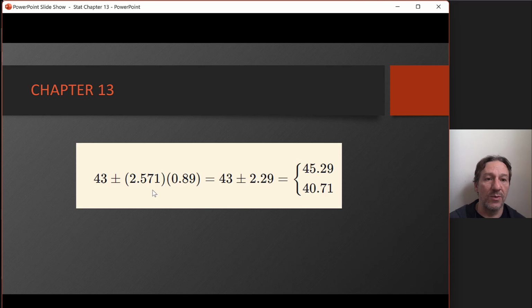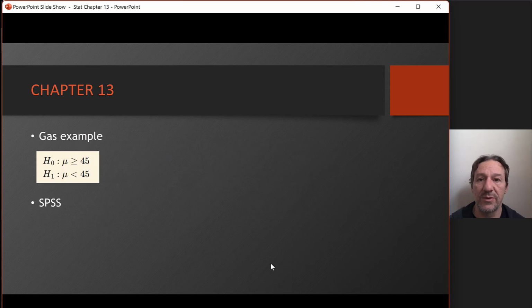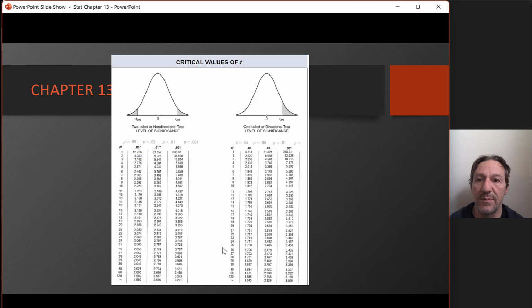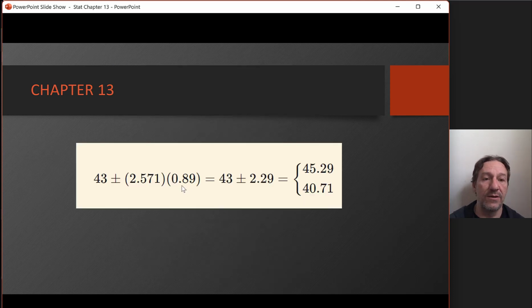We could go back to the t-crit table to get that 2.57. I can just show you real quick. What did we have? Degree of freedom 5 for 0.05, 2.571. That's where it's at. And so our standard error of the mean, which was calculated by SPSS, was 0.89. Take those times each other, and then you would have your sample mean, the 43, plus or minus what that is to get that range. And so we have 40.71 to 45.29.